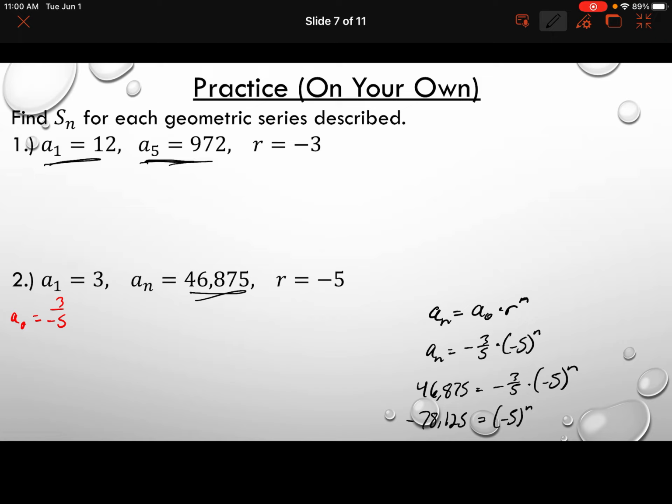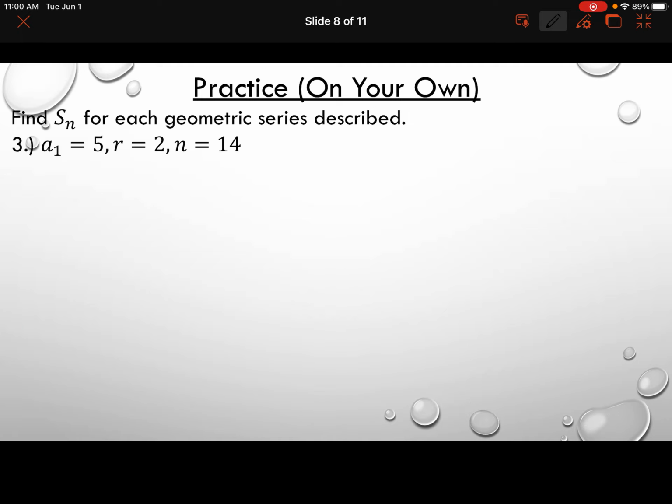Once again, just guessing and checking. If you plug in 7, -5 to the 7th power is indeed that value on the left side. So now you know what n is when you're using the formula for number 2. That was one piece that I did want to show you guys for number 2. So number 1, number 2 on your own, both of them. Number 3 and 4 also on your own.